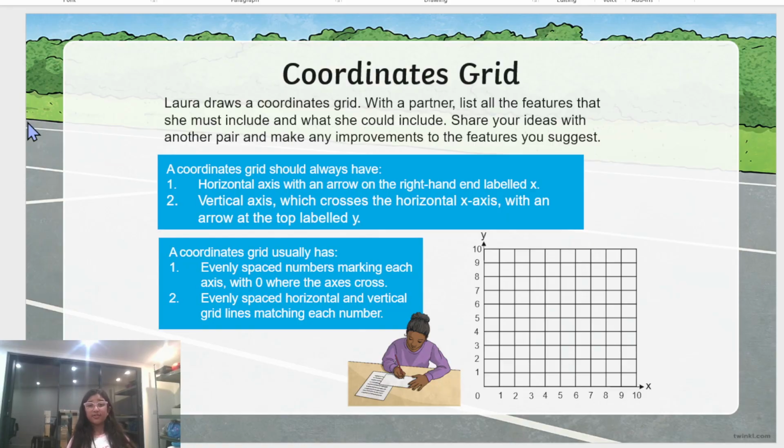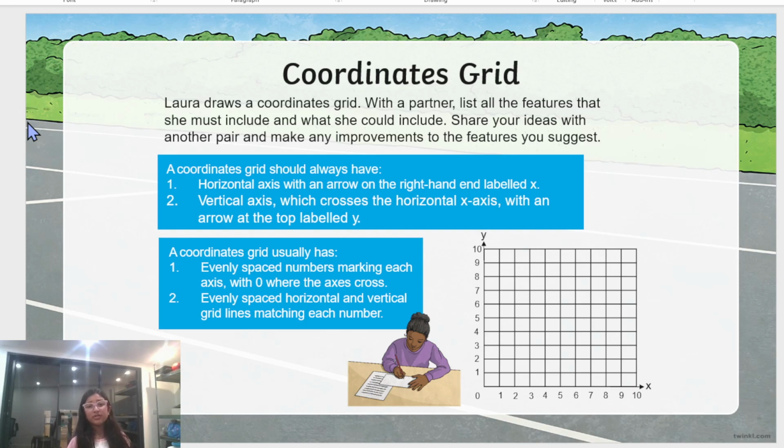Laura draws a coordinates grid. With a partner, or in your head again, list all the features that she must include and what she could include. Share her ideas with someone else and make any improvements to the features that you suggest.